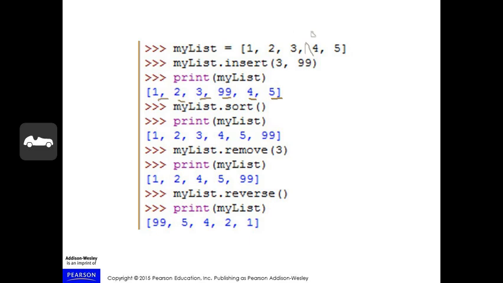my list dot sort will sort my list in ascending order. That's why 99 is put at the end of the list. Remove 3. It first needs to find 3 here, and it gets removed from the list: 1, 2, 4, 5, 99. my list dot reverse will reverse the order of the items in the list.